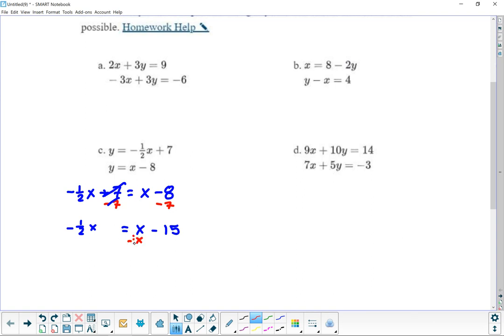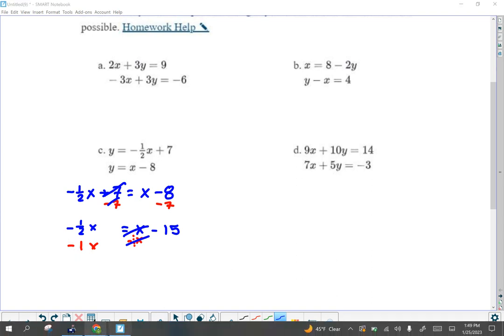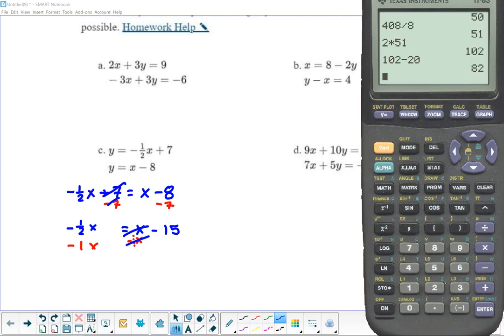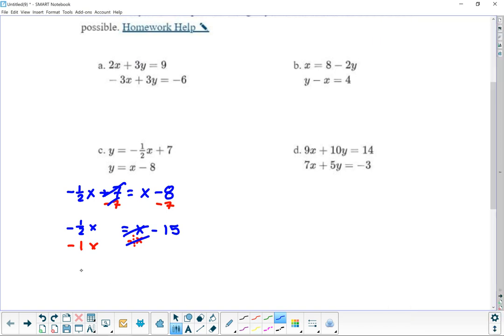Now I'm going to go ahead and minus x. Remember, that's actually a 1. So minus 1x. So negative 1/2 and negative 1. What does that make? Right, if you're not sure, use a calculator. So negative 1/2, and then we're going to take away 1. That makes negative 1.5. So we have negative 1.5 x equals negative 15.